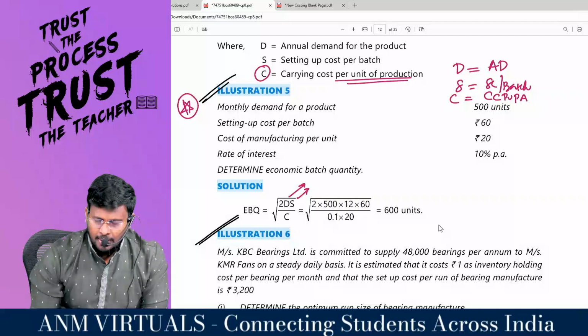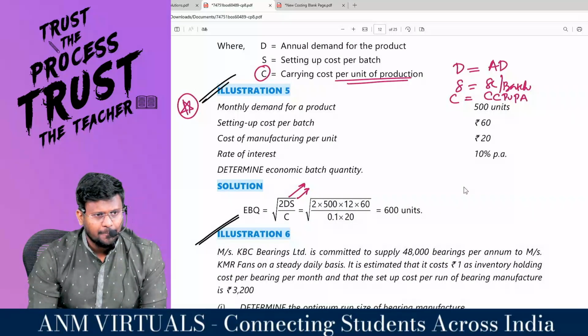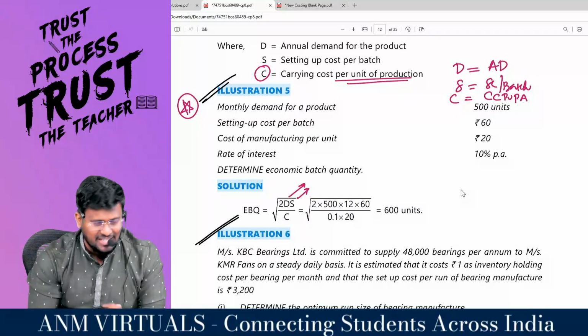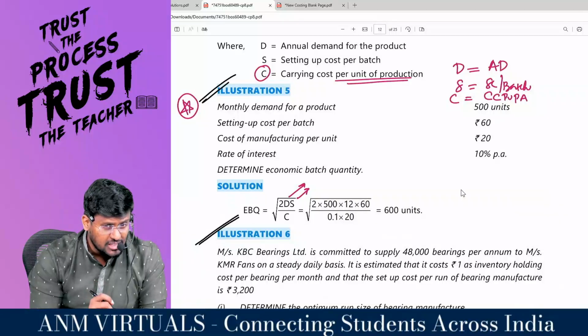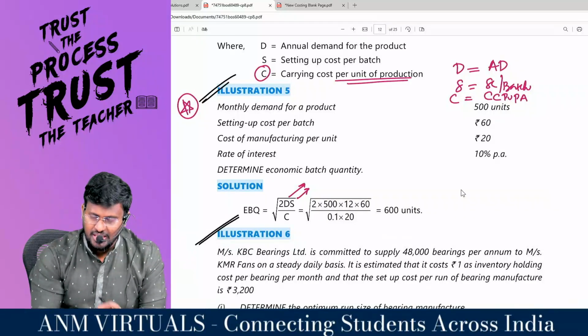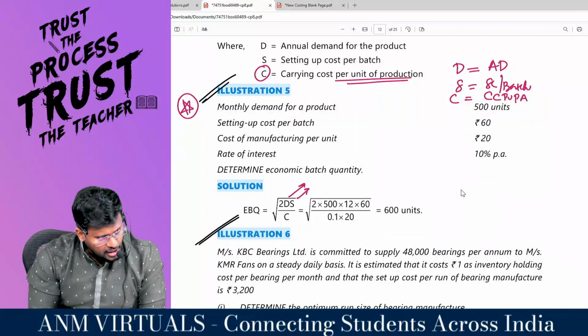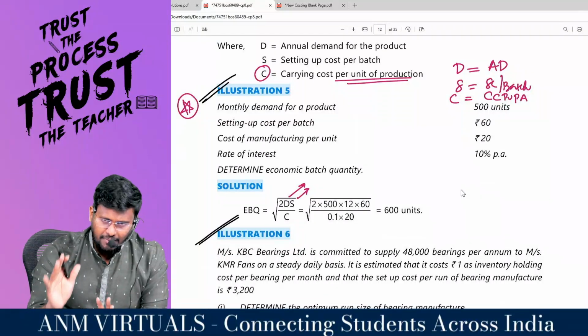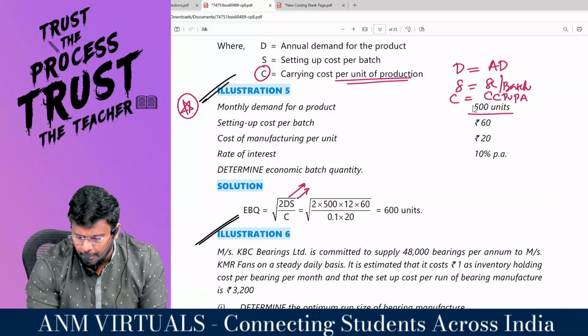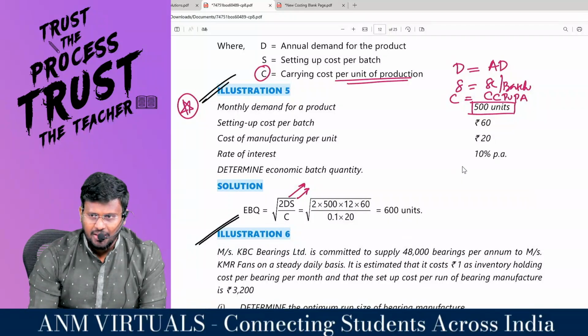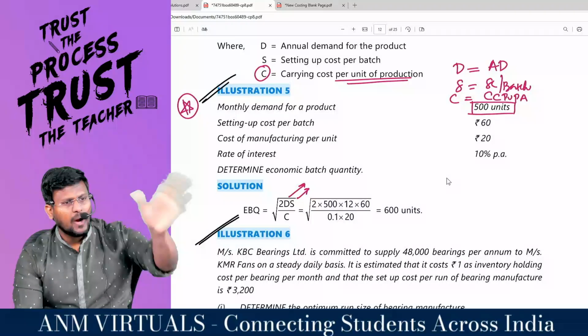Sir, what does A stand for? Annual demand. What is S? Setup cost per batch. What is C? Carrying cost per unit. I will give you an example. Monthly demand of a product is 500 units. Every month the customer wants 500 units.